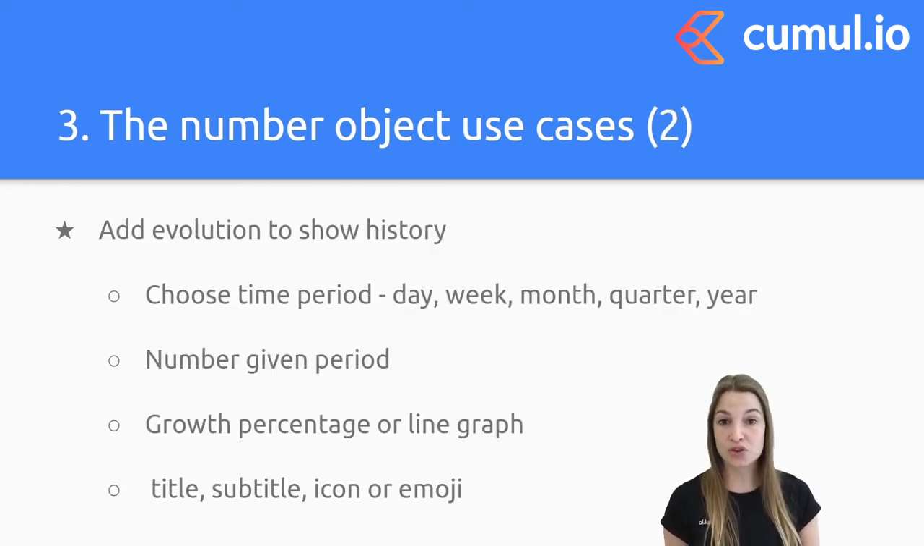Secondly, you can also choose to add an evolution to the number object, which is huge value in my opinion. So you can really choose which periods you want to see the evolution of. And you can of course also choose to have the graph, yes or no, and really display it in the way you like it. You can have the percentage, and then of course also have a title, a subtitle, an emoji or an icon. So that's it.